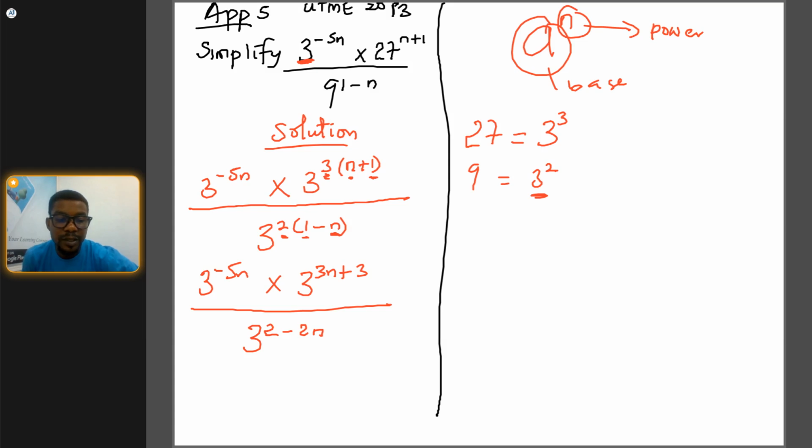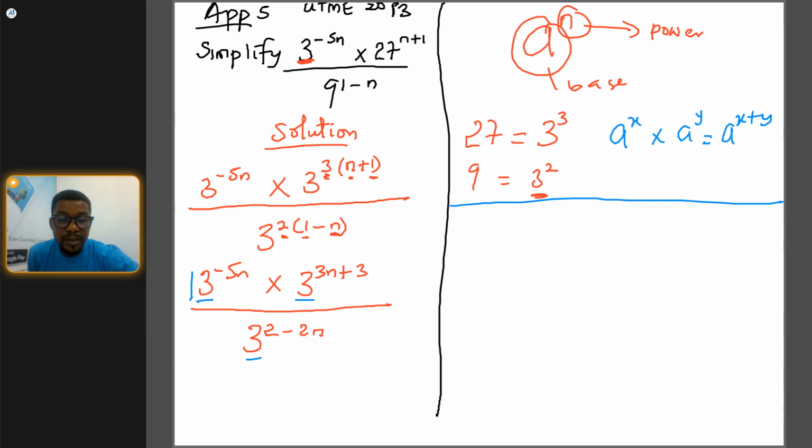Okay, so now we have similar base in this expression. This is base 3, base 3. So we can go ahead to simplify the solution. Do not forget that we said multiplication in indices changes to addition. If I have a raised to the power of x multiplied by a raised to the power y, law of indices will be a raised to the power x plus y. So in this case, we have the same base 3 and also base 3, which implies that we can multiply them together. If I multiply this times this, I'm going to have 3 raised to power, the power here, minus 5n plus the power at the other side of the base, plus 3n plus 3.